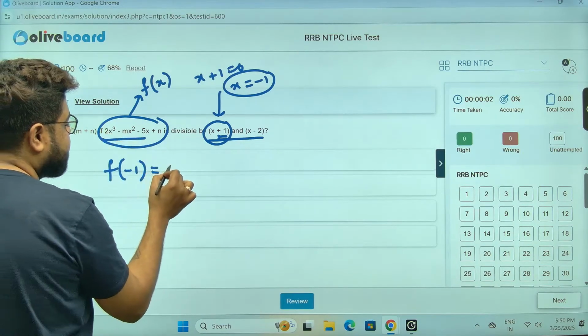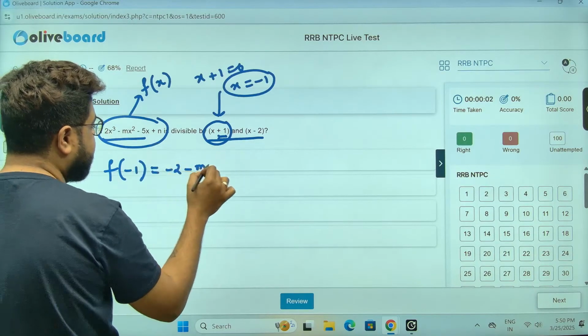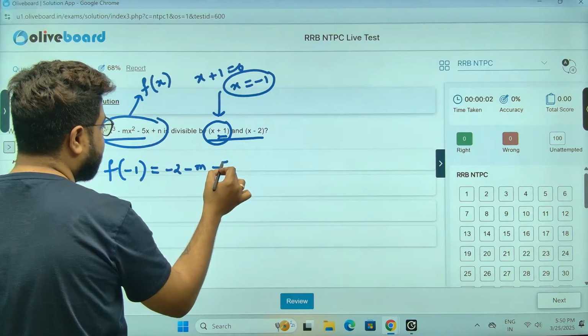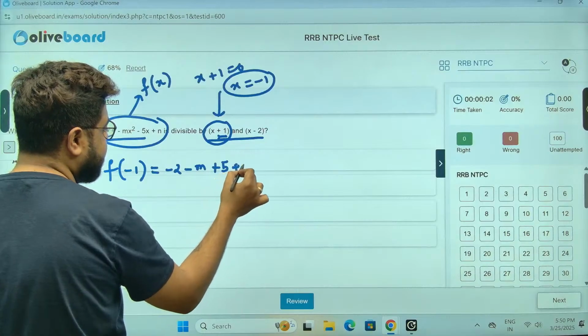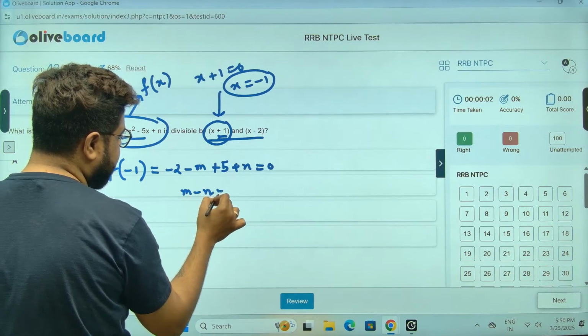So 2 into minus 1 means minus 2. Minus m into 1, minus 1 squared is 1. Minus 5, minus plus 5 plus n. That is 0. First equation we are getting: m minus n is equal to 3.